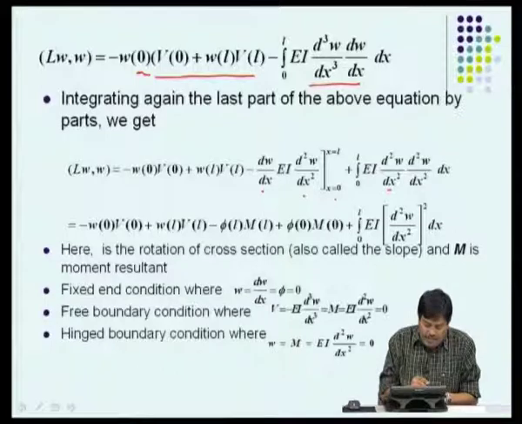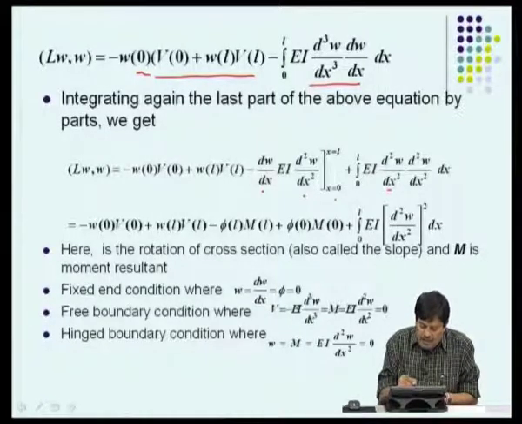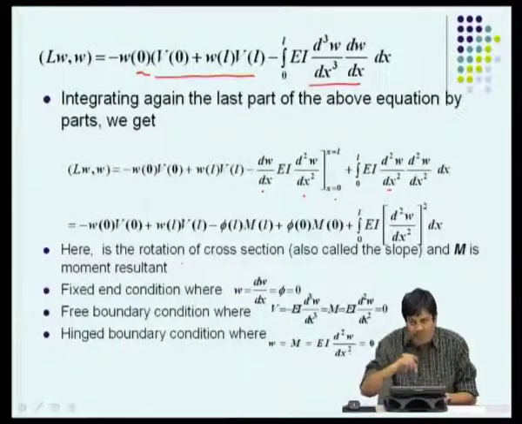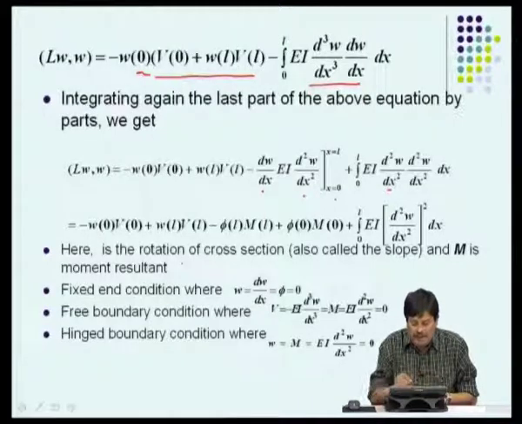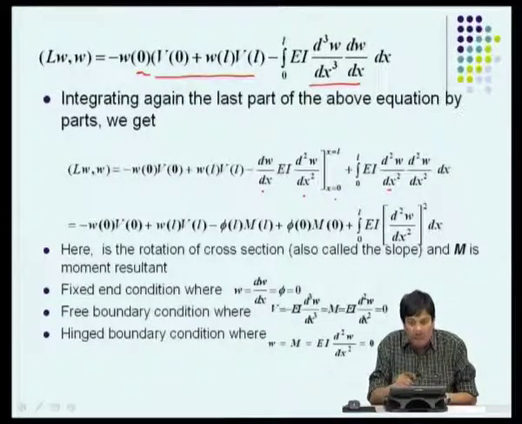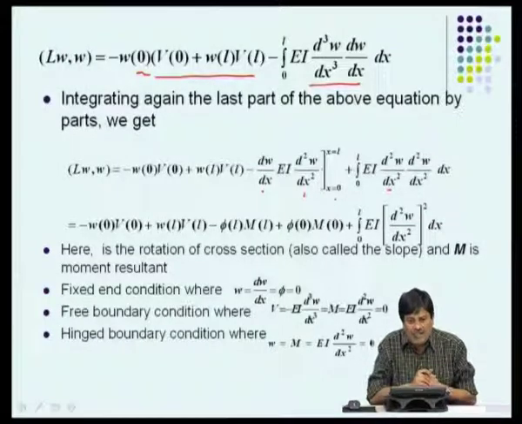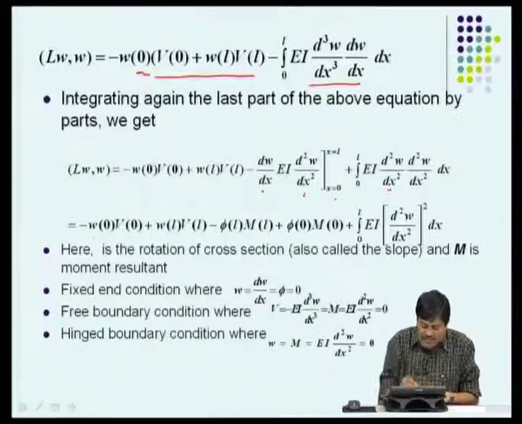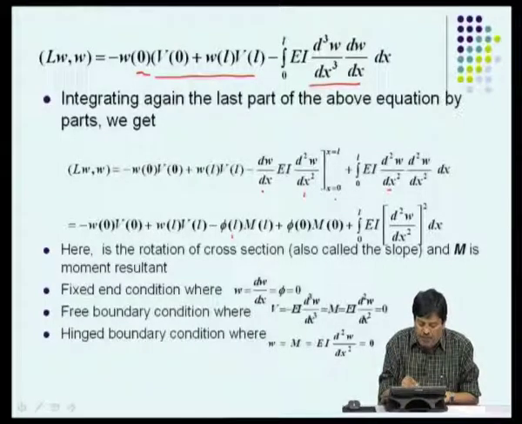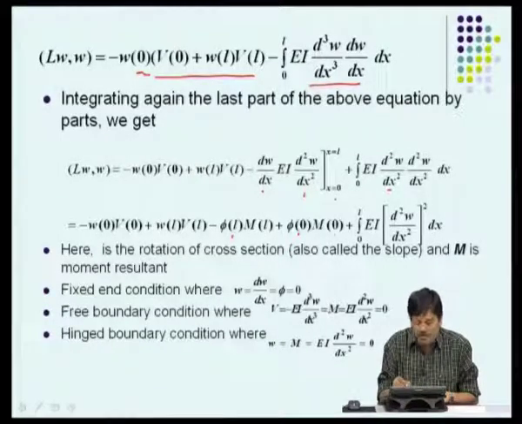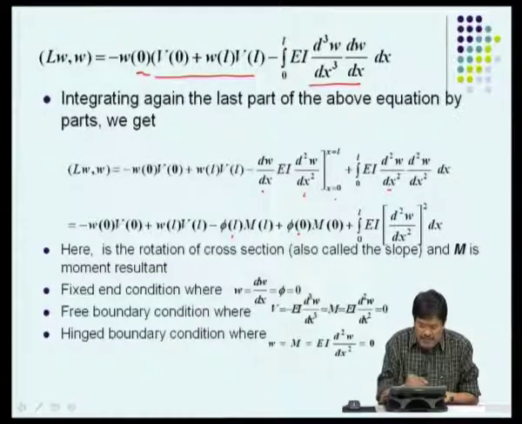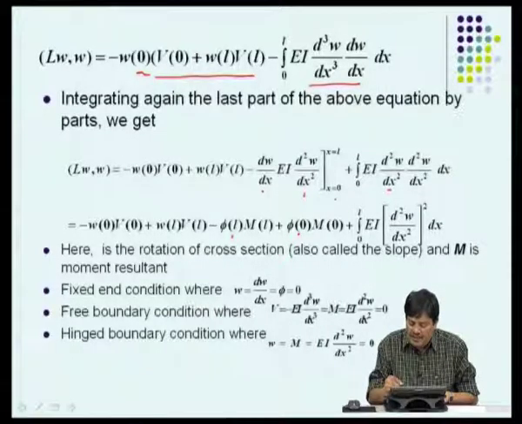If you look at this term, it is the slope, that is the rotation of the cross section for a beam, and which is caused by the moment EI d square w by dx square. So, the slope causes moment, moment causes slope. So, they are cause and effect, as we talked about in the last class. So, if we expand this, this is the moment at L, moment and slope at L, slope at 0 and moment at 0. So, when we put these things together, we have this, and this is nothing but the integral of EI (d square w by dx square) whole square.